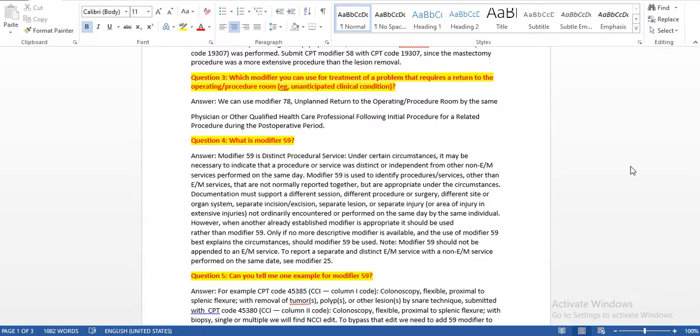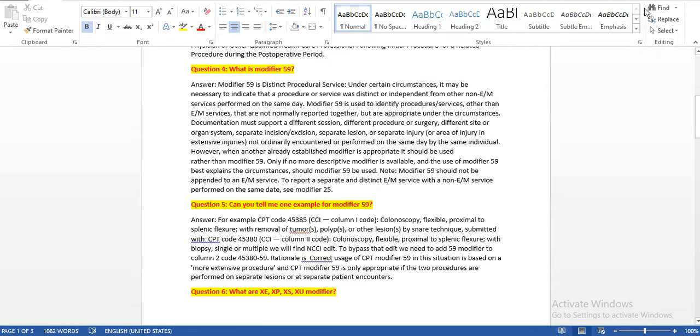For example, the postoperative period for a major procedure is 90 days. So for example, on May 1st the patient has a procedure and on June 1st the patient has a complication related to that procedure. So it is approximately 1 month. Within 1 month, if the patient comes to the operating room for the procedure that was performed on May 1st, we need to add modifier 78, which is unplanned return to the operating room for the initial procedure performed on May 1st.